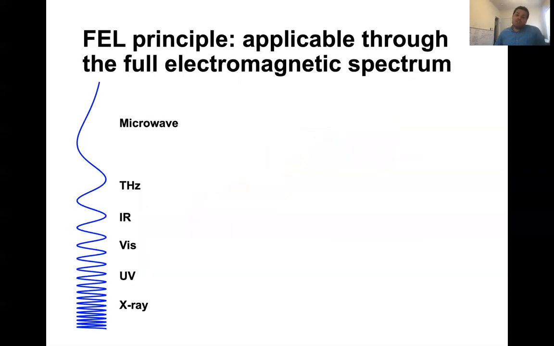So the free electron laser principle, giving kinetic energy up to a field, is applicable throughout the full electromagnetic spectrum, because in free electron laser devices that currently exist at other frequency ranges, you have electrons whose energies are on the order of tens of kilo electron volts, and therefore they can easily give their energy up as microwaves, infrared photons, visible photons, and even X-ray photons.